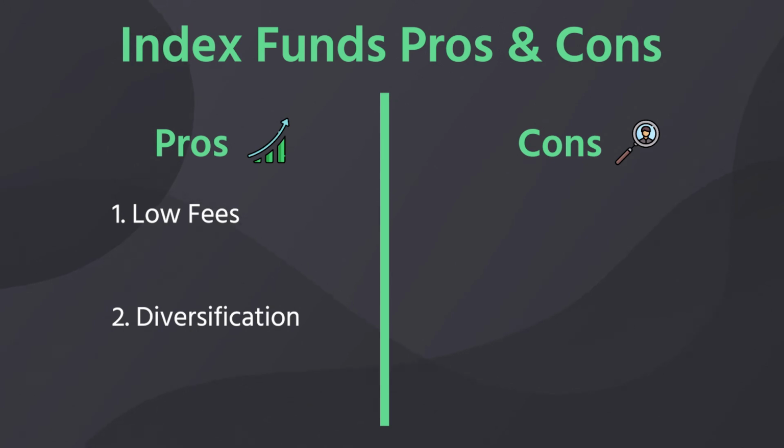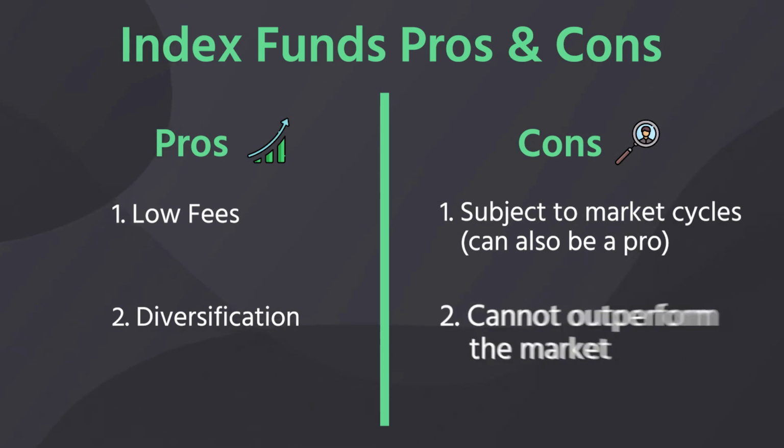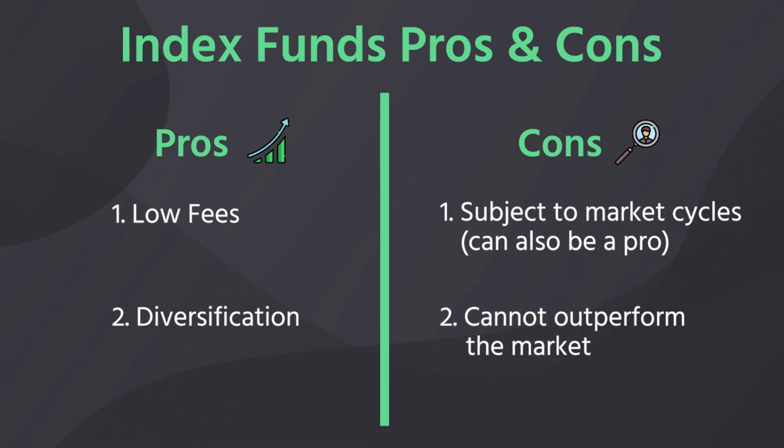Index funds are great, but they're not perfect. Because they replicate the performance of the market, when the market's going down, like say through a financial crisis, obviously your index is going to go down with it. Similarly to that, you'll never actually outperform the market because by definition the goal is to track the market, not to do better than it.